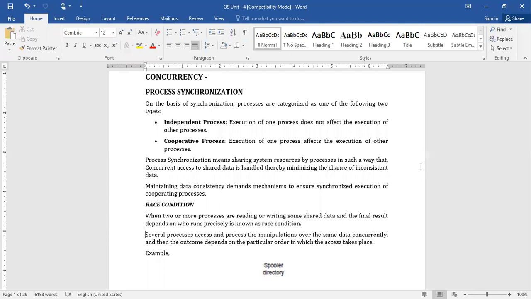Now, process synchronization. Process synchronization means sharing the system resources by the processes in such a way that concurrent access to shared data is handled, thereby minimizing the chance of inconsistent data.